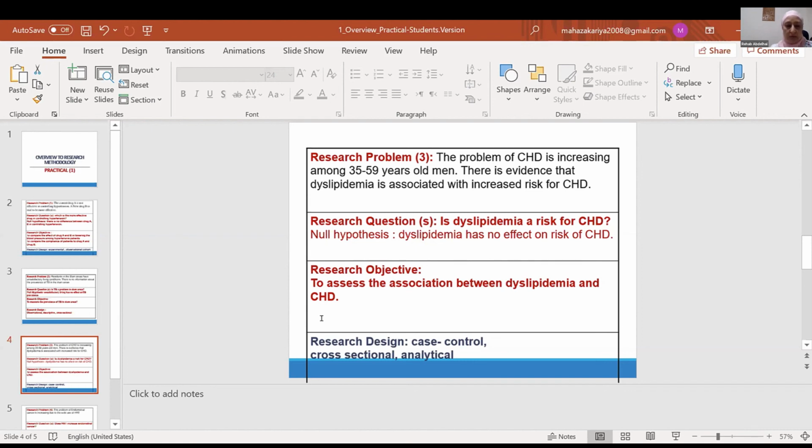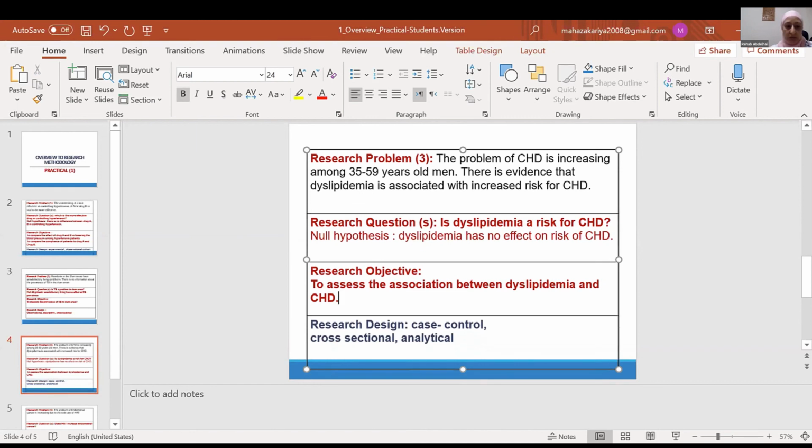Okay, very good. I have no objection, but it can also be a cohort study if we have the time and the resources, but that's fine. We haven't gone over cohort studies, so that's fine. Anyone has any comments on this?